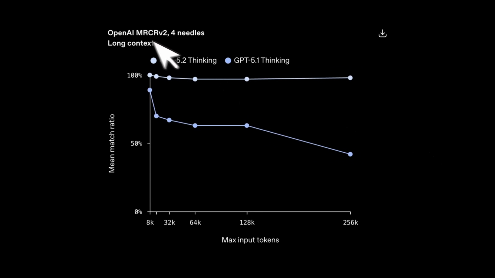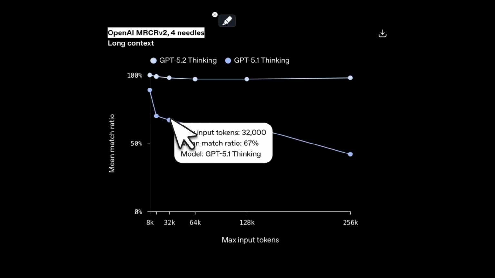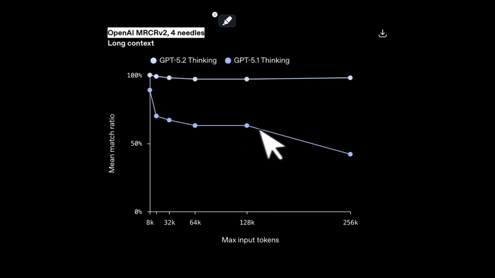So one of the benchmarks that they have mentioned here is OpenAI MRCR version 2. And in this iteration, they are trying to retrieve 4 different needles. So it's a variation of the famous needle in the haystack problem. But if you look at GPT-5 Thinking, its capability to retrieve those 4 needles decreases substantially as you increase the number of tokens in the context window.